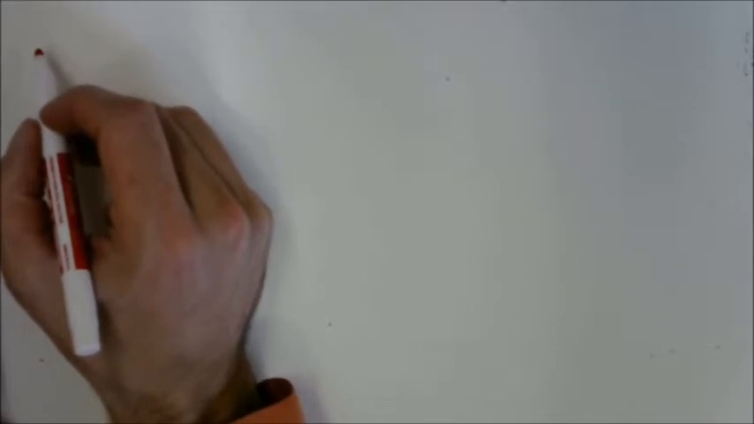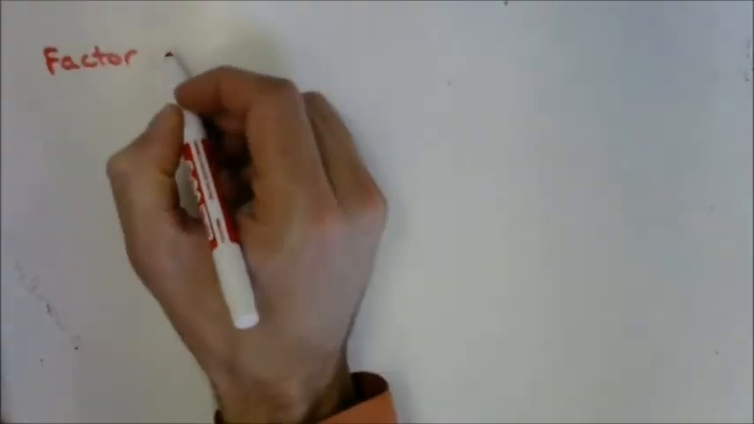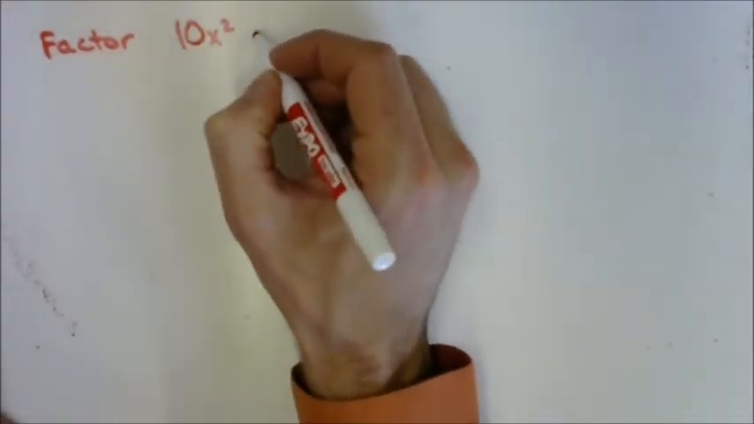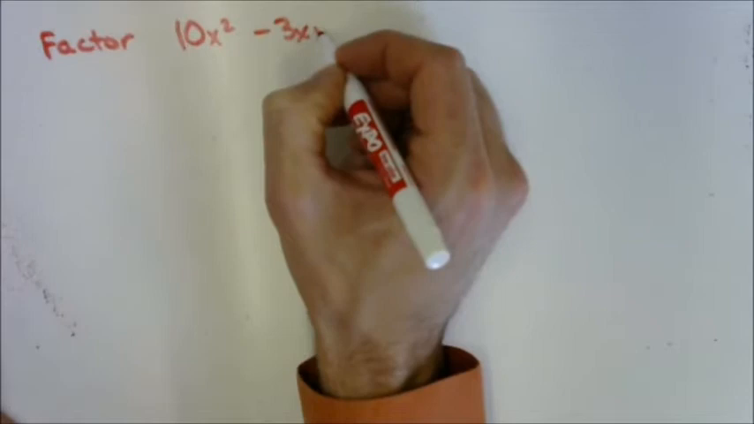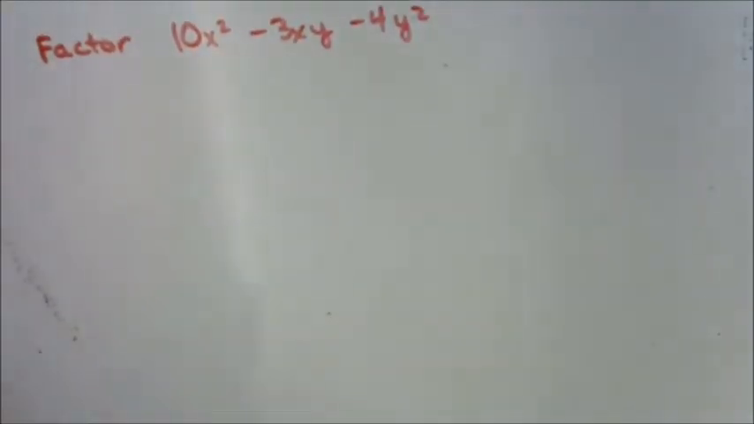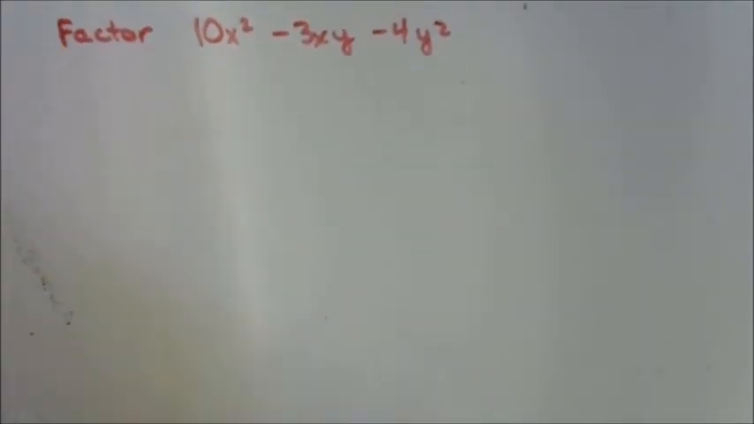Example 2 says trinomials with two variables. So example 2 says factor the following trinomial: 10x squared minus 3xy minus 4y squared. And you guys asked this question about your homework last night. And now we're going to get a lesson on how to do it. So we're going to factor this trinomial with two variables in it.